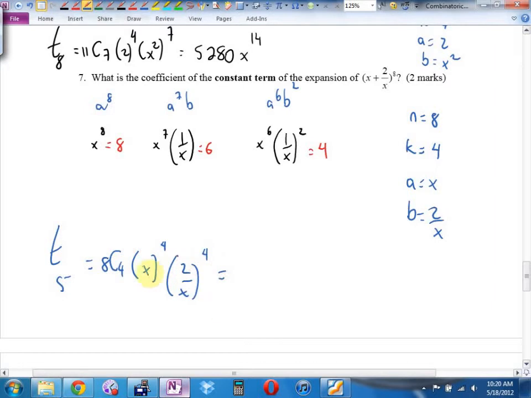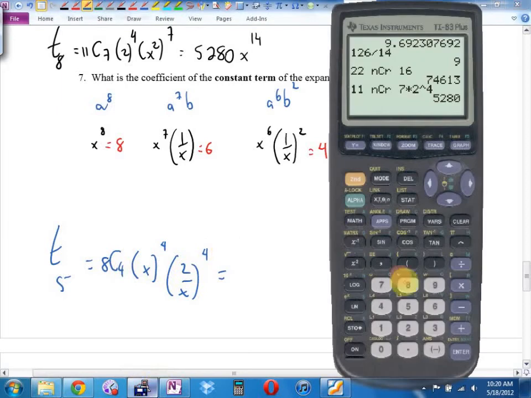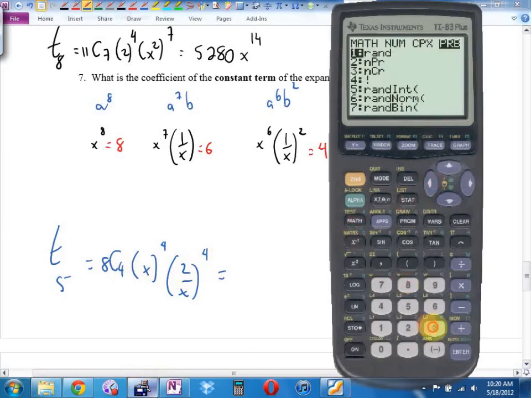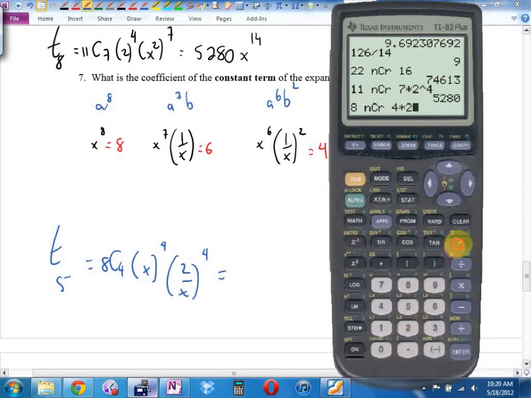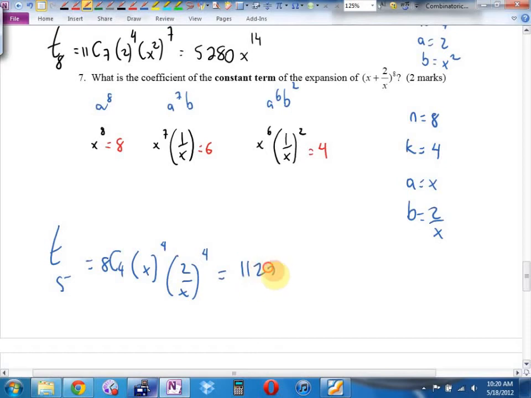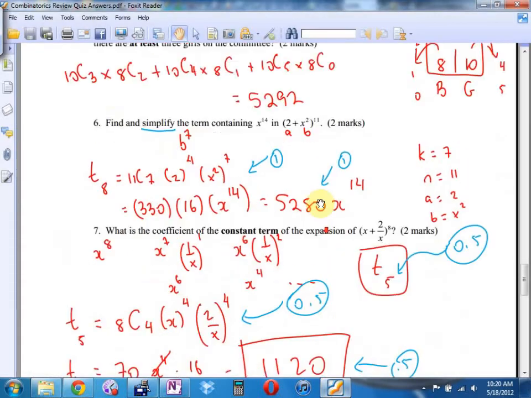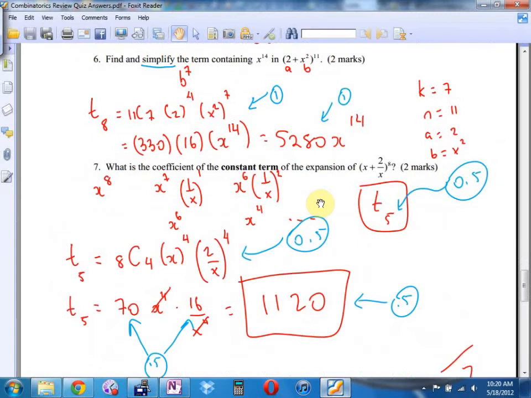Steph, are we right? How many x's on top here? How many will end up on the bottom? How many left? Hey, we are right. In fact, I think it's going to be 8 choose 4 times 2 to the 4th. Yes? 8 choose 4 times 2 to the 4th. 1120? And I gave up part marks like that. If you figured out it was the 5th term, that got you a half mark, and half mark for the answer.